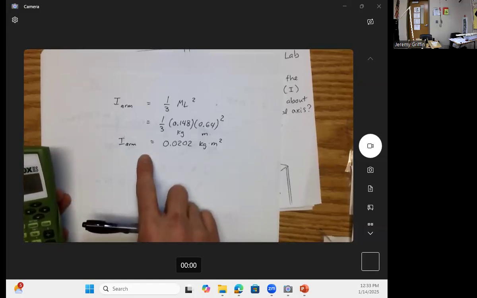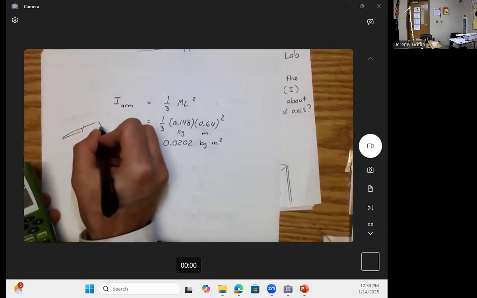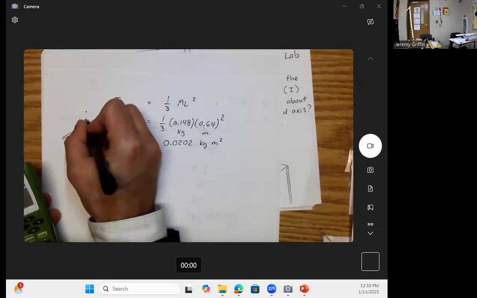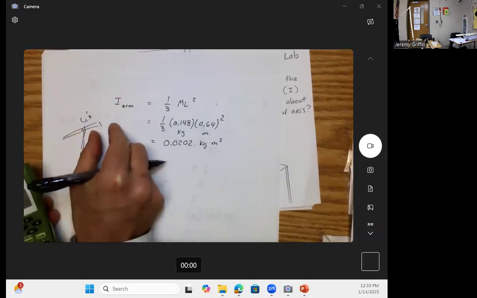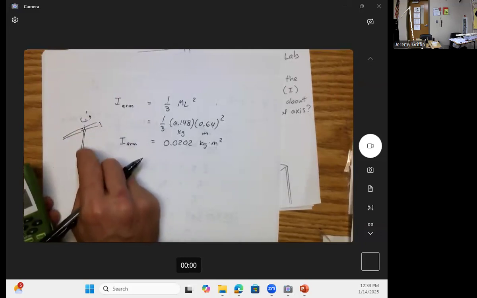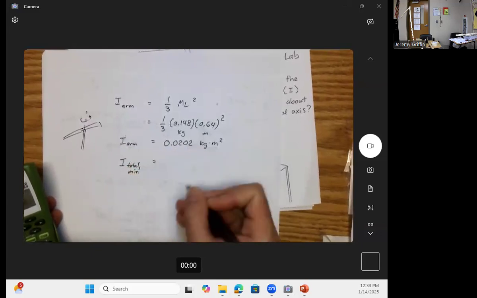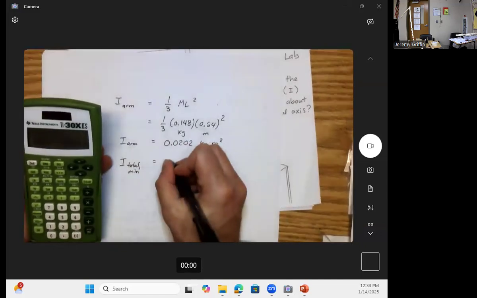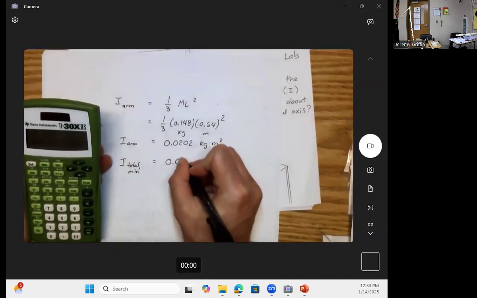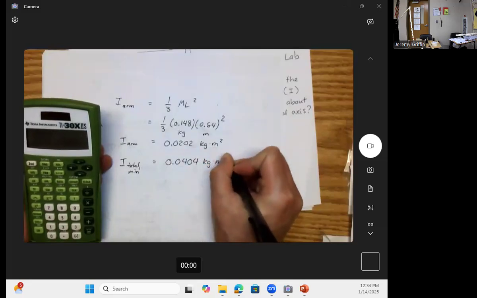Now that's for a single arm. Guys, if that's a single arm, remember what this looks like. It's like this T shape, right? Rotating about the central axis. Shouldn't I double that to account for the other arm? It might be a tiny bit more from the central axis, but hardly anything. So I'm going to say I total, maybe I'll say minimum, like a minimum boundary value, which is just 2 times this. So times 2, let's call it 0.0404 kilogram meter squared, right?